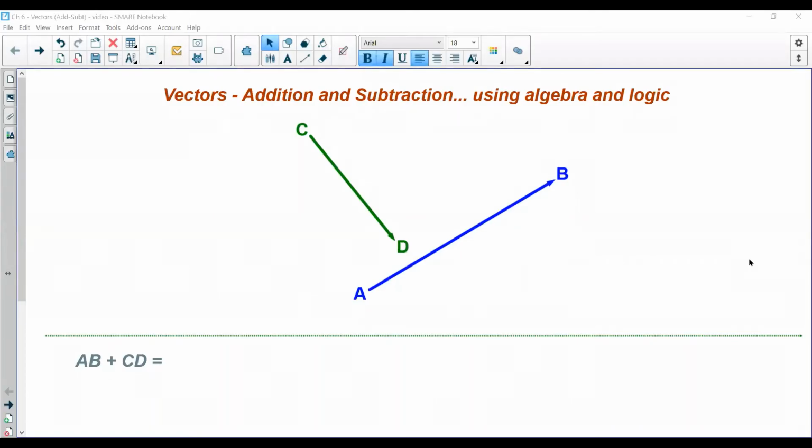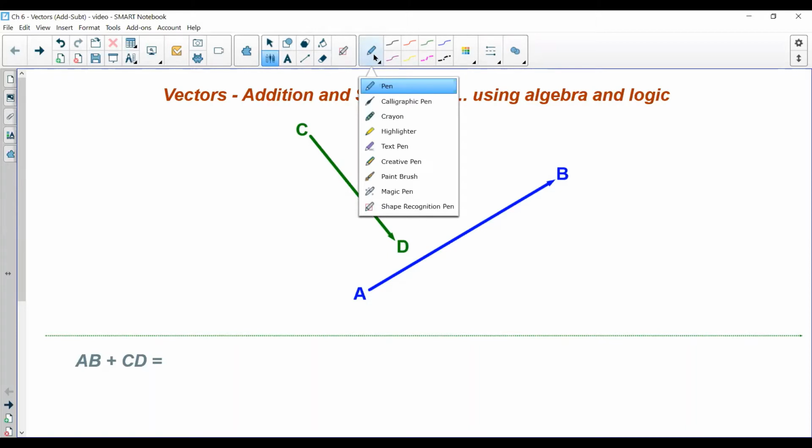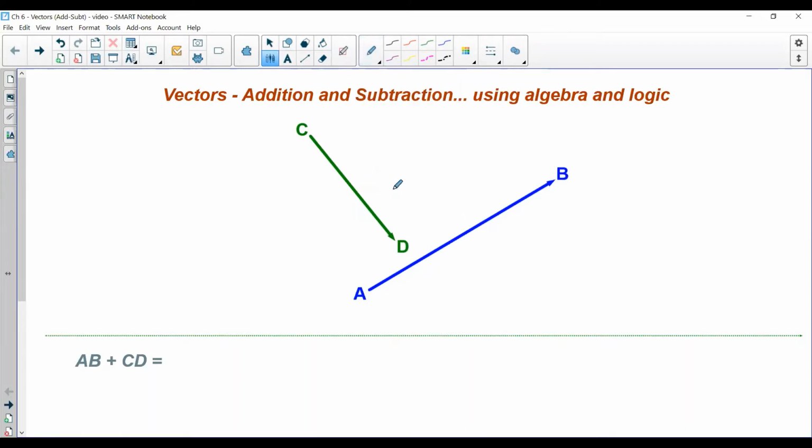All right, hello everybody. So we're going to be quickly just reviewing some vector addition and subtraction and taking a look at some algebra and the logic. Just a reminder that vectors are simply a representation of movement in some way, or they could be forces. There are different ways that you can use a vector to represent certain things.